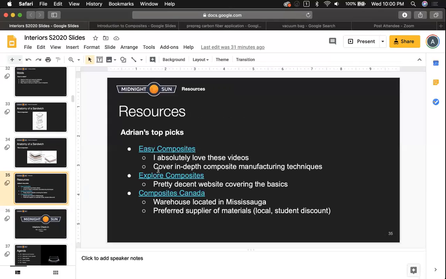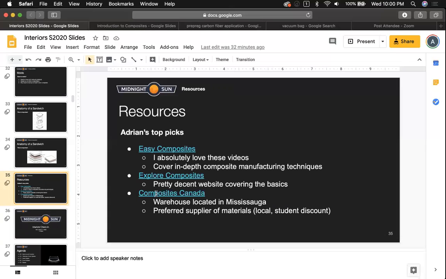Otherwise, in terms of websites, Explore Composites was another website I found that was pretty handy, just an online resource with web pages dedicated to the different processes. But if you have the time, I really recommend watching a video on how to do it, where you actually see the process being done, as opposed to someone trying to describe how to do it in words.